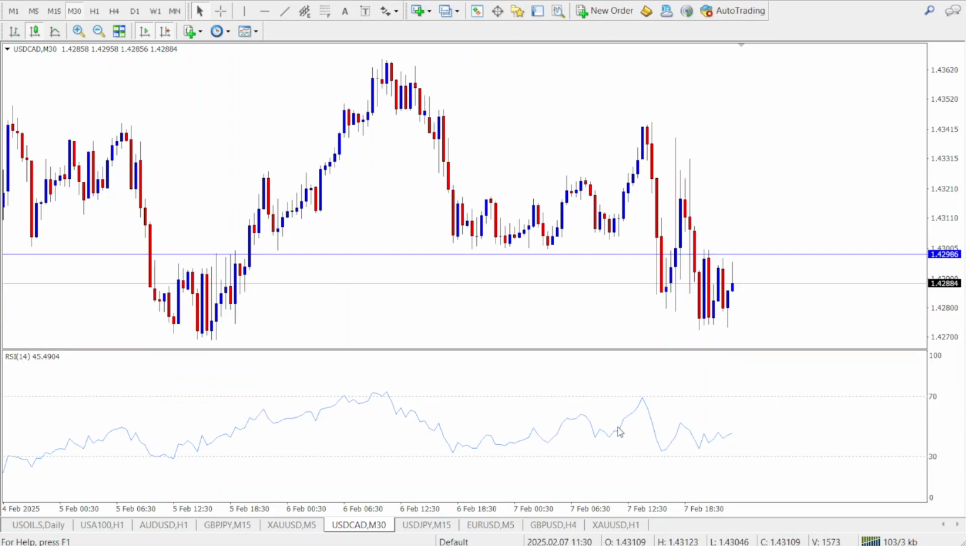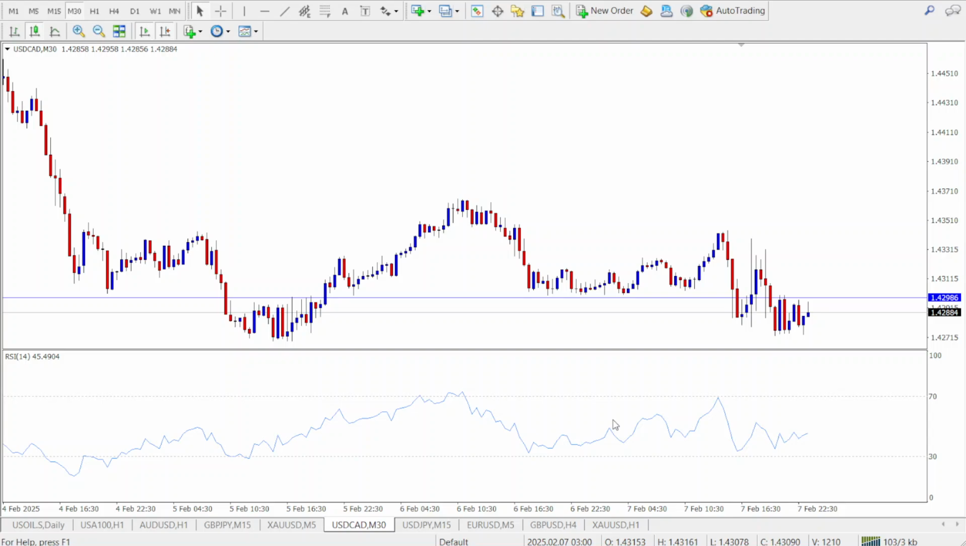The RSI, or the Relative Strength Index, is one of the most popular indicators, and when used correctly, it can help traders identify overbought and oversold conditions, trend strength, and potential reversals. Stick around because by the end of this video, you'll have a step-by-step RSI trading strategy that you can use right away.